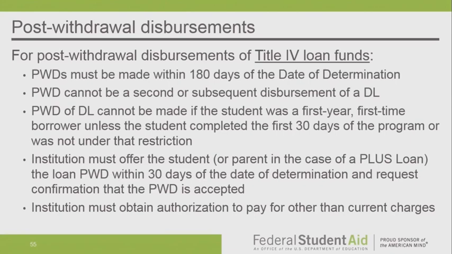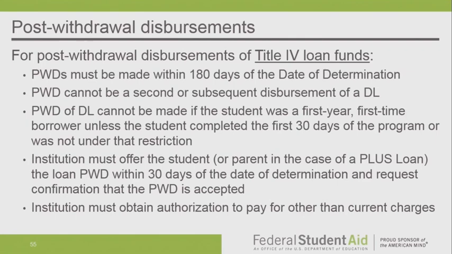Now, what if the post-withdrawal disbursement is loan funds, which seems to me to be a more common event? Those post-withdrawal disbursements have to be made within 180 days of the date of determination. But remember, the late disbursement rules, if it's a second or subsequent disbursement of a direct loan, you cannot make that post-withdrawal disbursement even though those funds were earned. You see here in the third bullet that if it's a post-withdrawal disbursement of a direct loan and it's within the 30 days, that would fall under that same restriction.